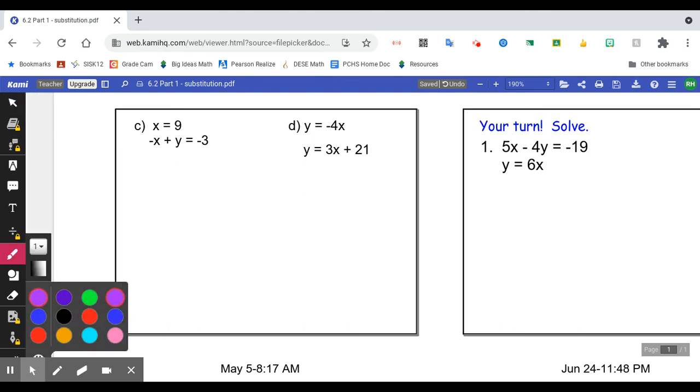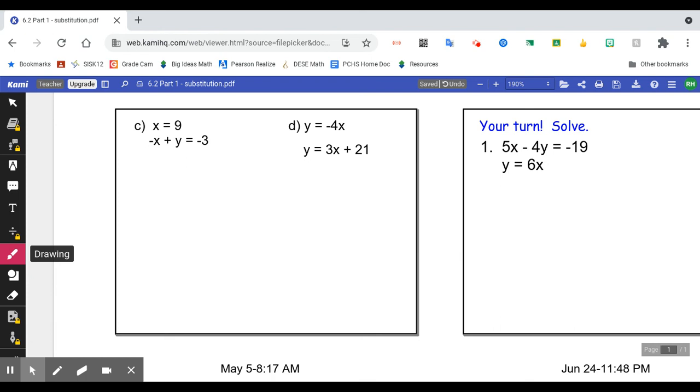Okay, same thing. Here we go. A little bit easier this time. x equals 9, right? So 9 is going to go in for x. That little negative sign has to stay because, like I said, everything else about the equation stays the same. So negative, x comes out, 9 goes in, plus y equals negative 3.